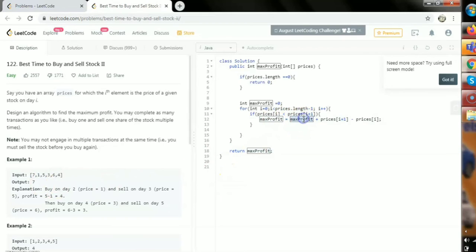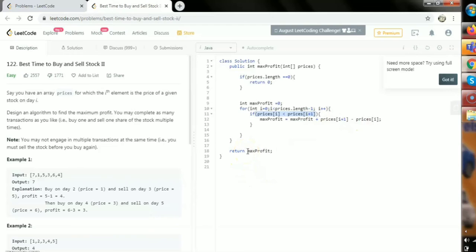In the next iteration, the max profit will be added, as I wrote here: max profit plus this. Initially it is 0. Next time max profit is 5 minus 1, which is 4. Again I check the condition again and again. If prices of i is less than prices of i plus 1, I do the same activity and add to this max profit until your loop ends. All the profits will be added to this max profit, and finally I return this max profit.